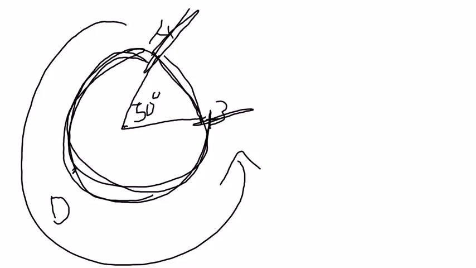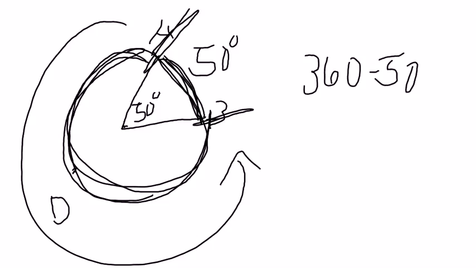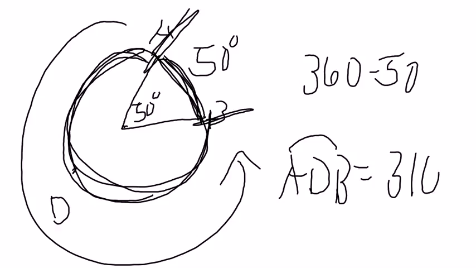This measure here is 50. So the measure of the rest is the rest of the circle. You just subtract from 360, and arc ADB equals 310 degrees.